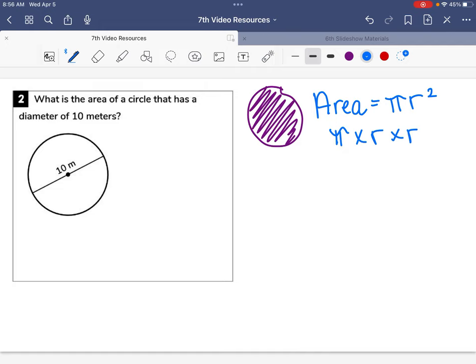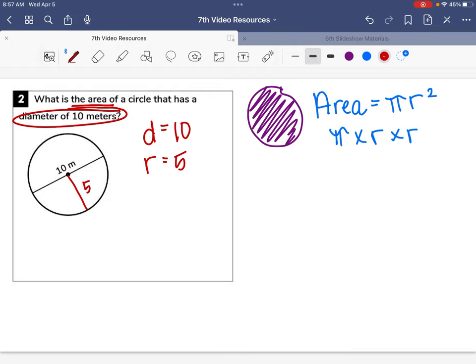So I'm going to go back to the problem and let's look at it. What is the area, so I'm looking for area, of the circle that has a diameter of 10 meters? So that is important information. I know my diameter is 10 meters. If my diameter is 10, then I can figure out my radius, which will be 5 because the radius is half of the diameter.